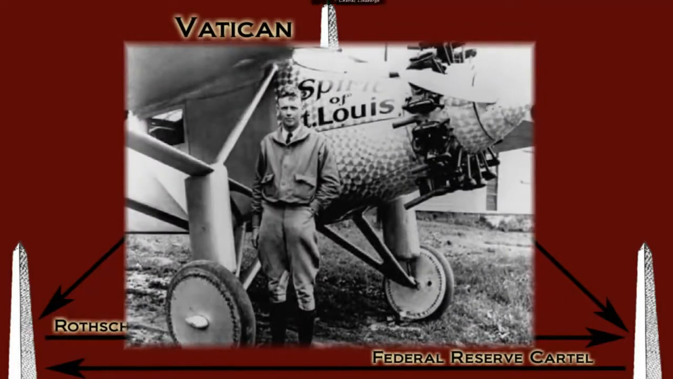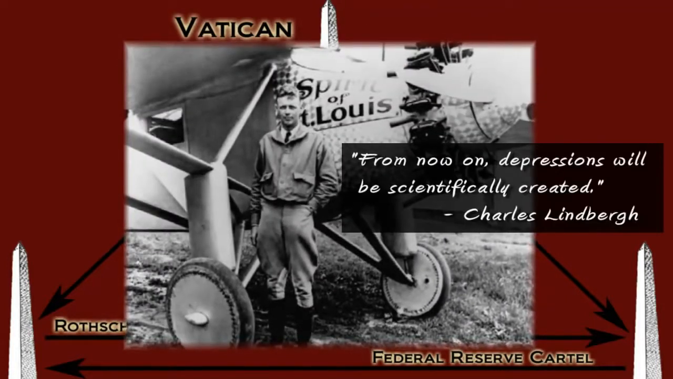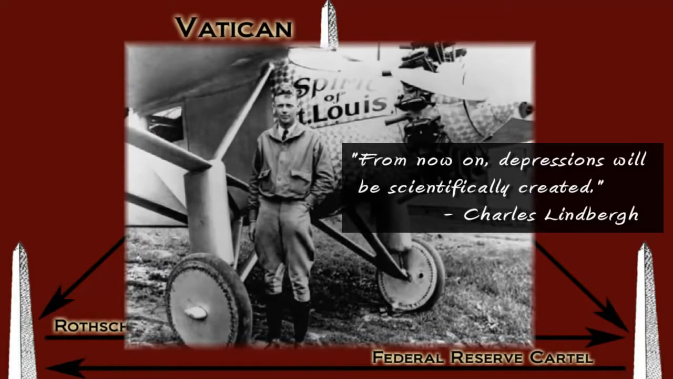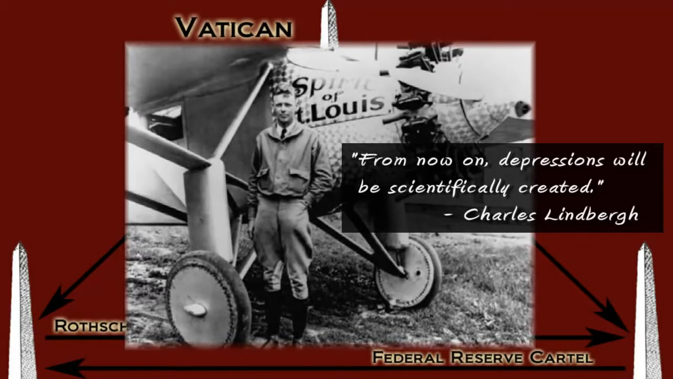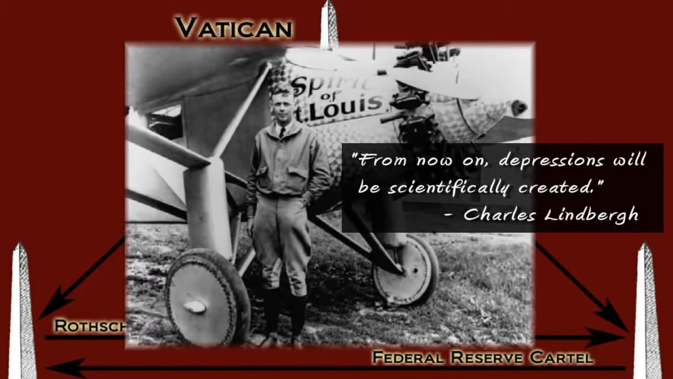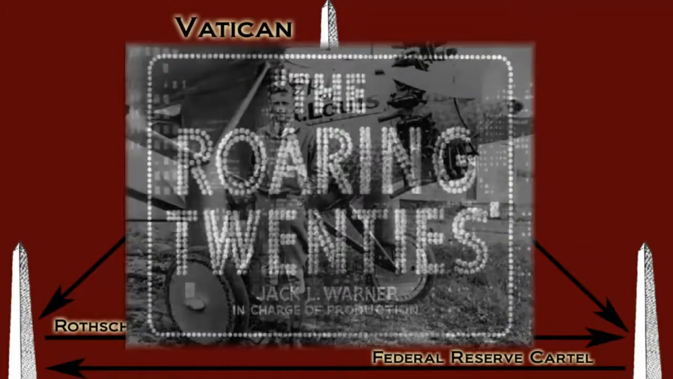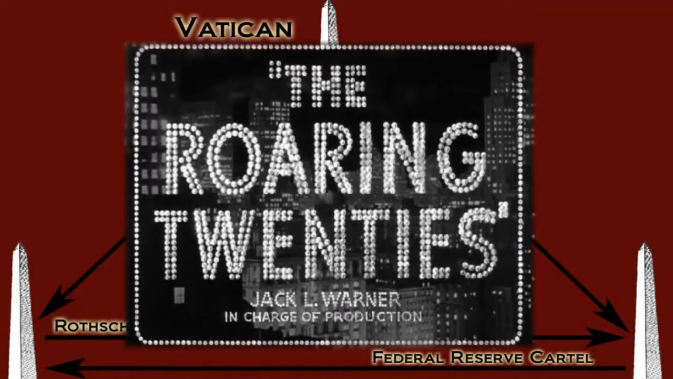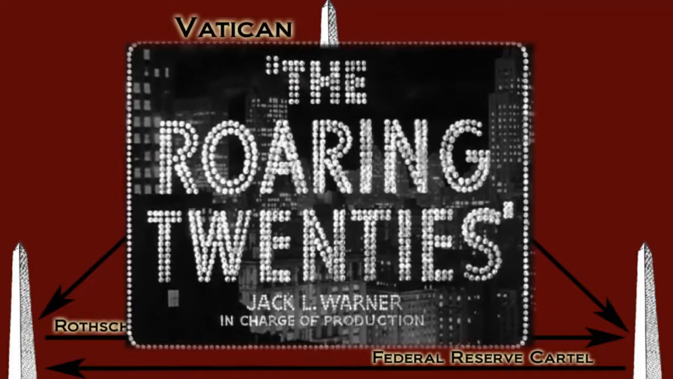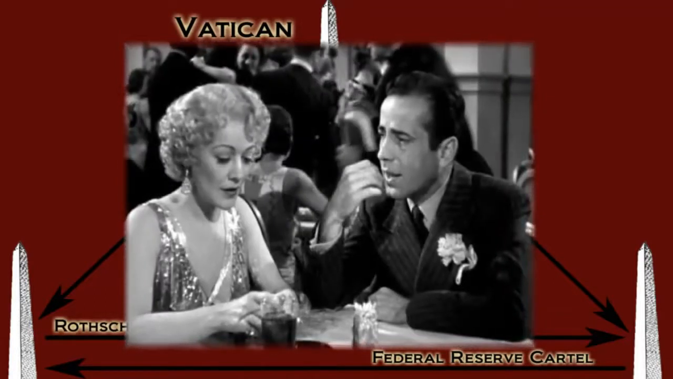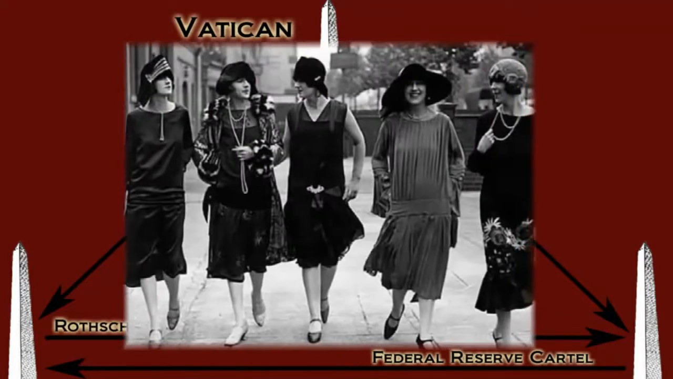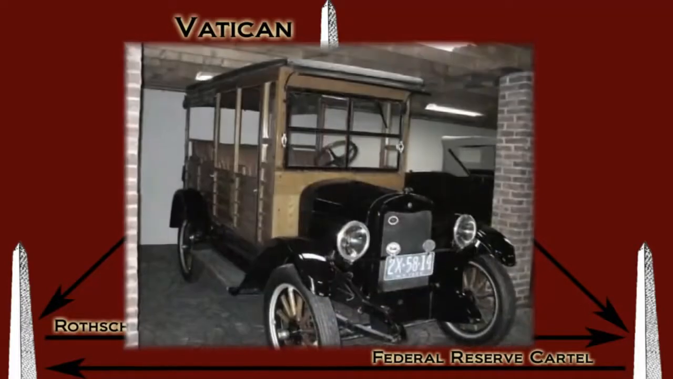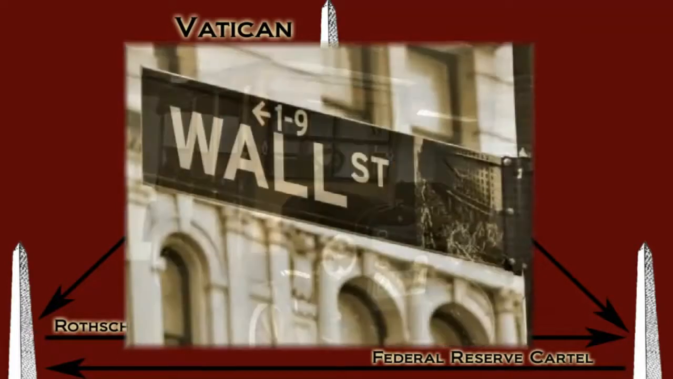Charles Lindbergh stepped up and said after the creation of the Federal Reserve, "From now on, depressions will be scientifically created." And as we shall see, this statement was more prophetic than arbitrary. Now the big bankers were just getting warmed up, and they had a bigger plan to unveil on the American people. Between 1921 and 1929, the Fed again increased the money supply by over 60%, which once again led to extensive loans to the public, companies, and banks.